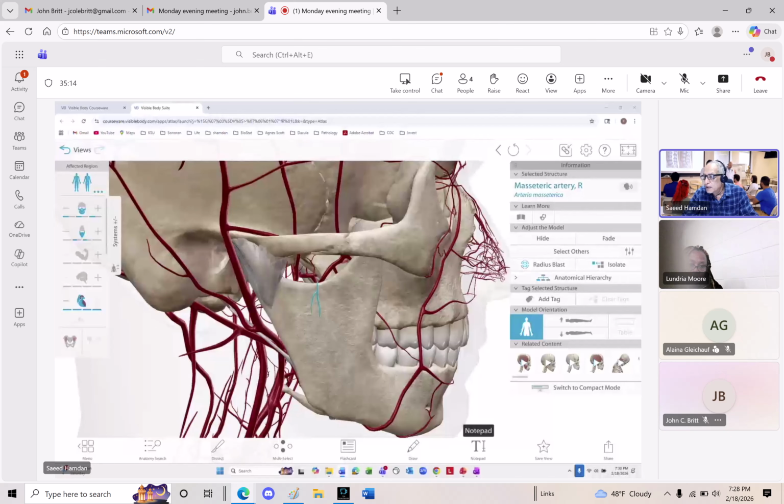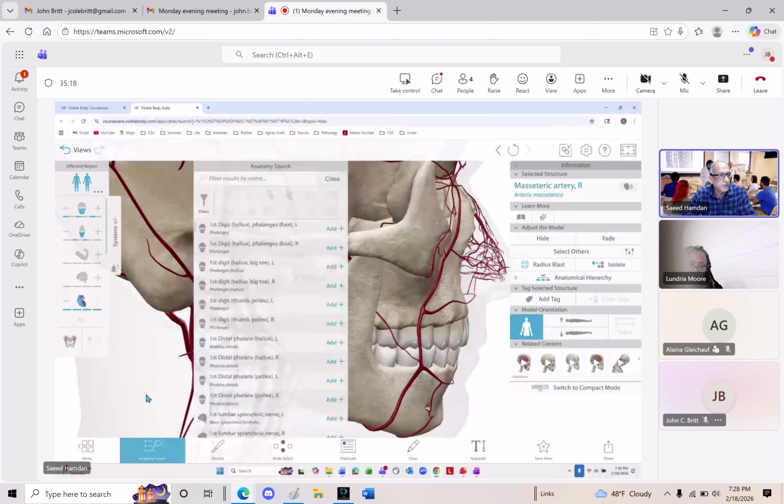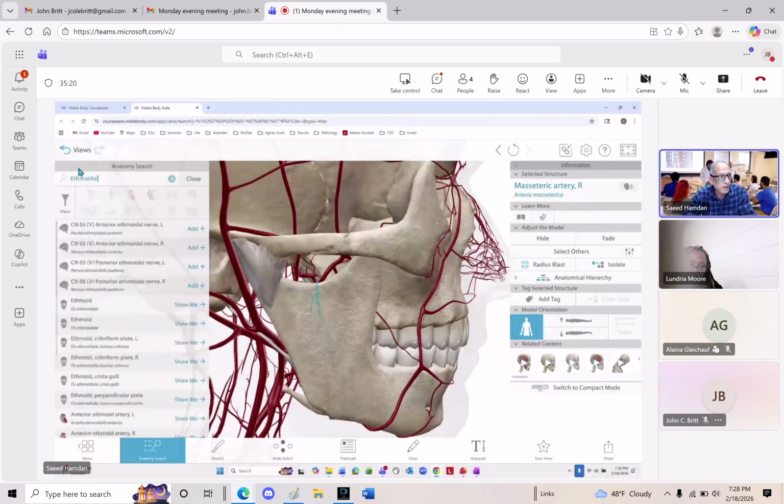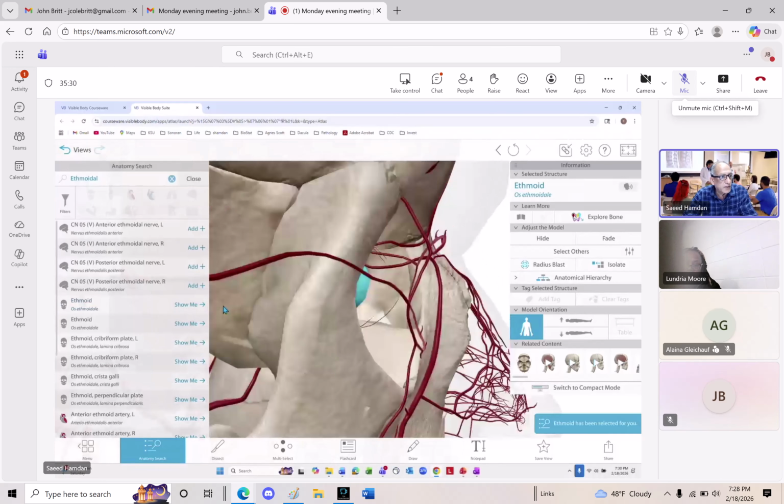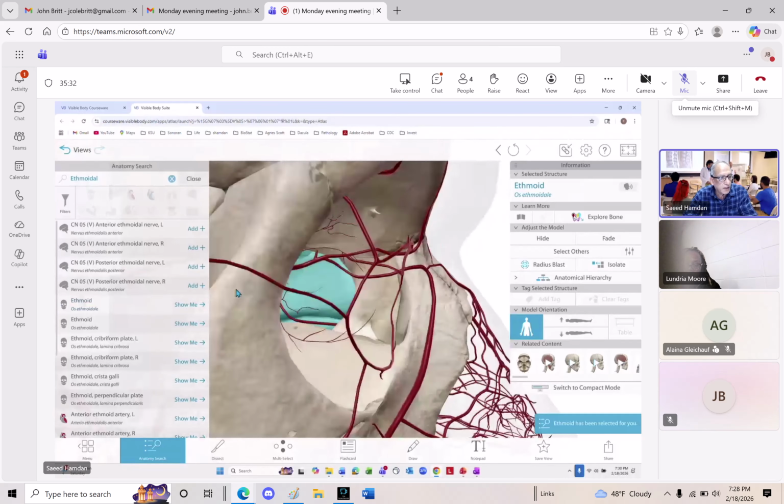Ethmoidal. I might have to remove some of the bones to be able to see it. Ethmoidal. Yeah, I have to remove the bones, and I was looking at it. Yeah, it's very deep. It's showing you the bone, but it's ethmoidal. Let's do the artery.